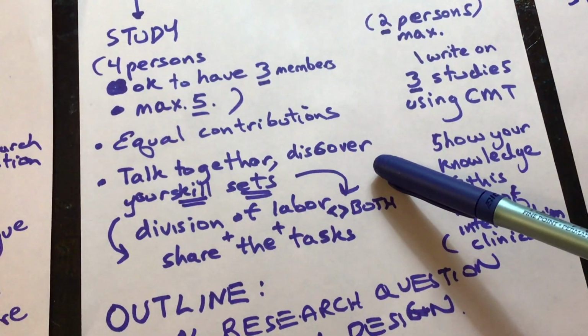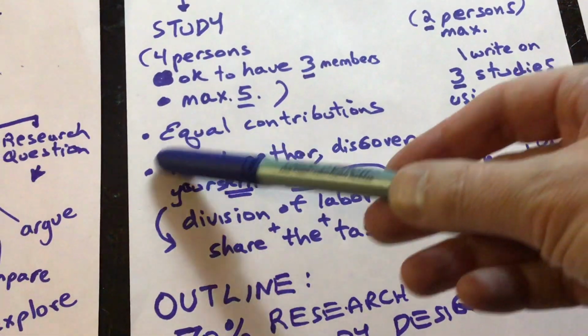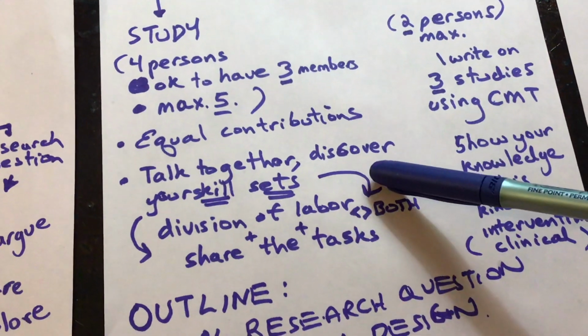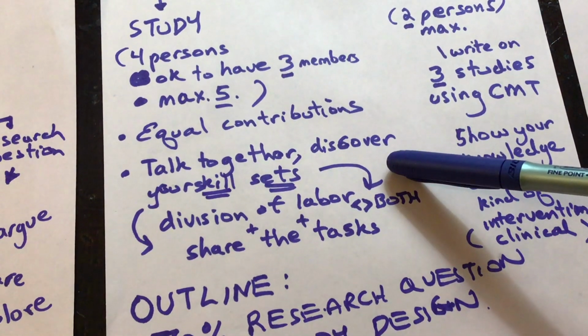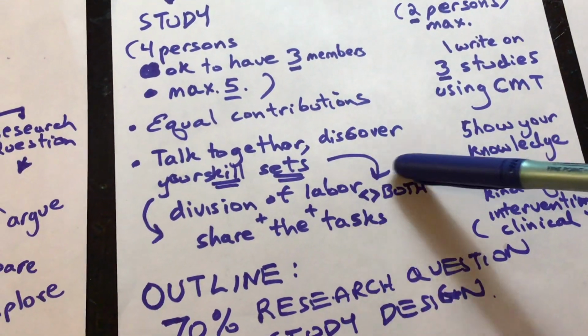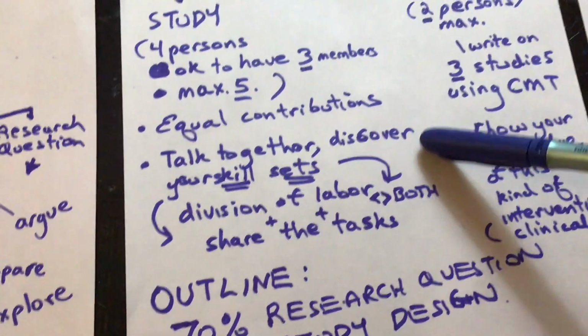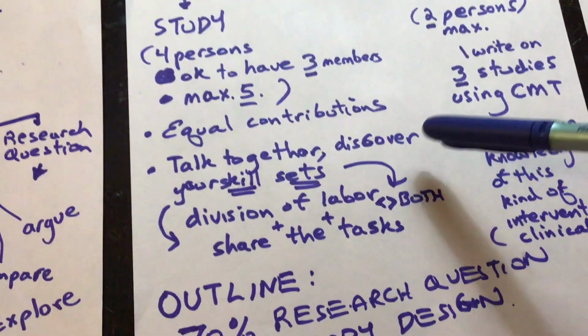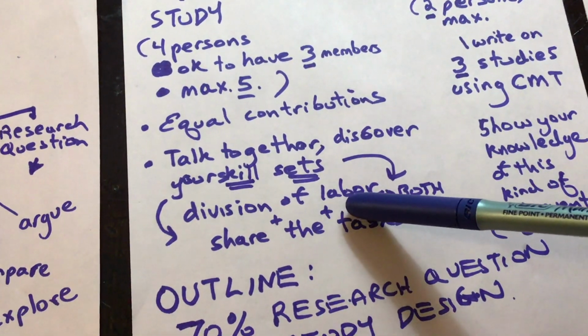And then you'll want to have an initial conversation, an initial Zoom meeting with members of your group to talk together and discover your different skill sets. You know, what are you good at? Are you good with data? Are you good with people? Are you good with both? Are you good at writing? You could really just let go of your shyness and be a little more honest about how good you are at all these different aspects.